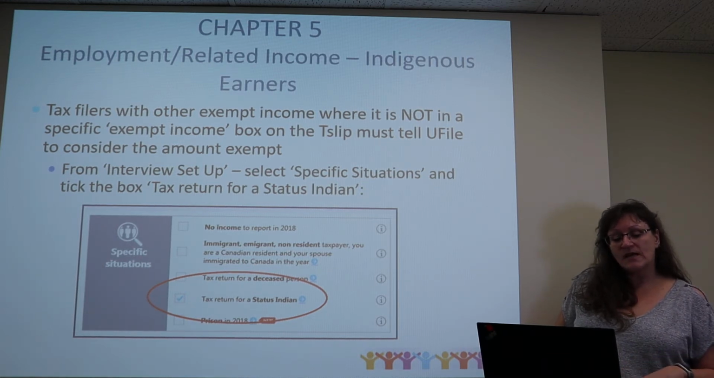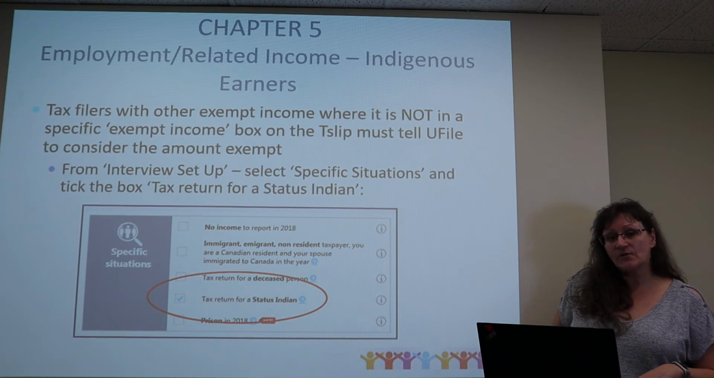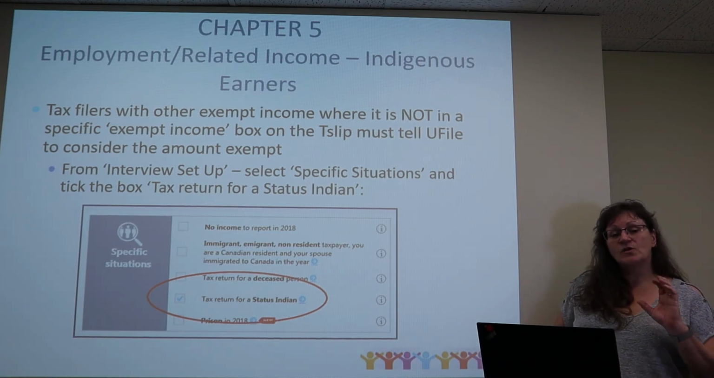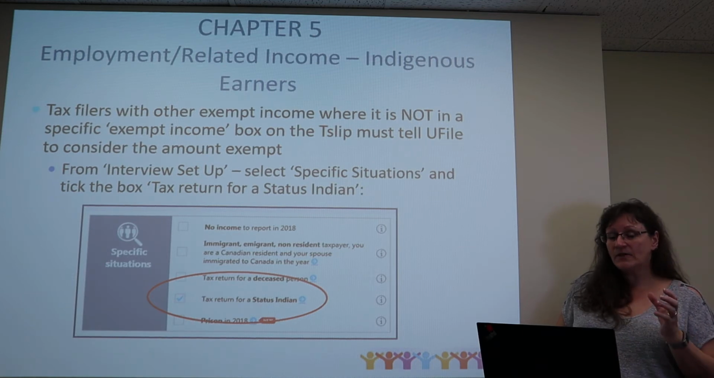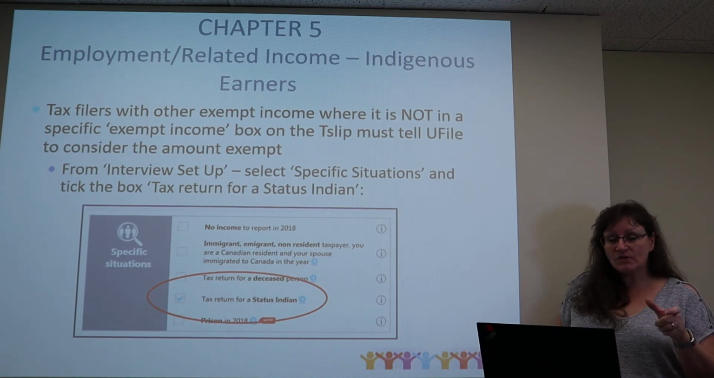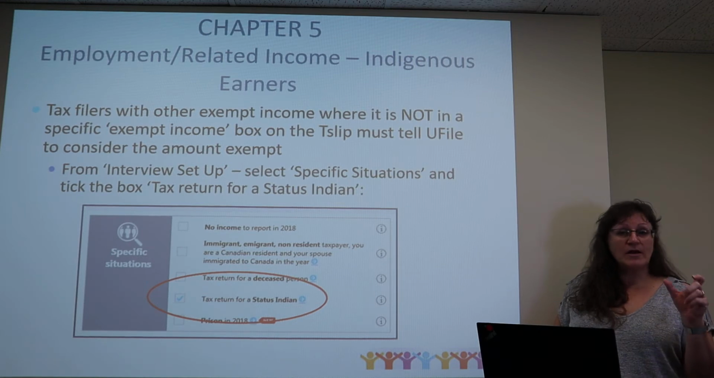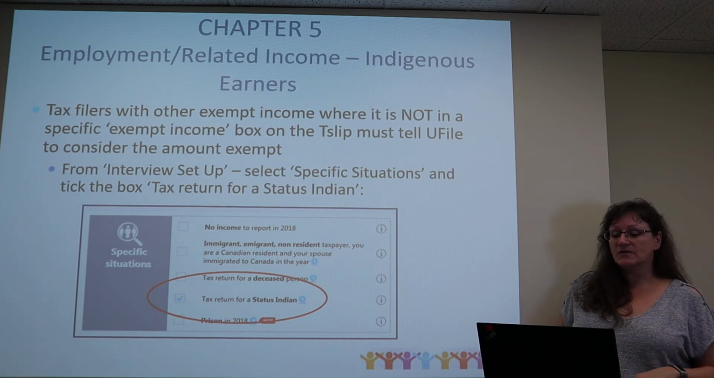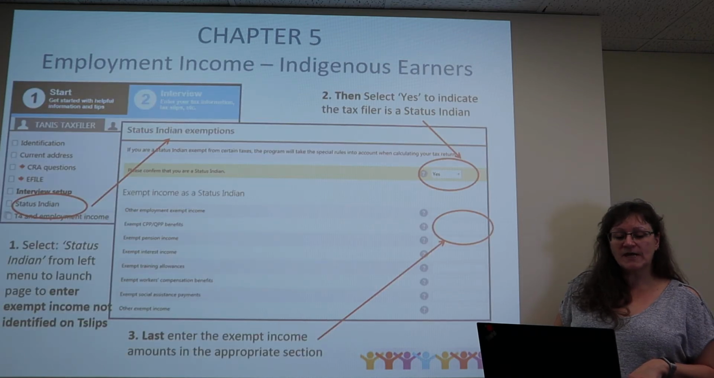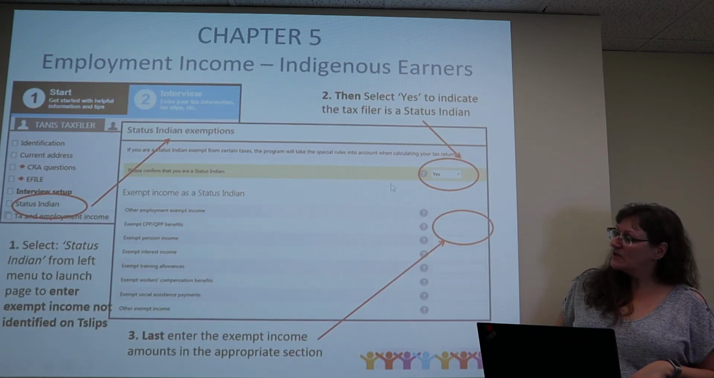And the status tax return for a status Indian is another one that we would identify for the software, so that it knows that we do have some income that is exempt that may not be shown as exempt income right on the box of the T-slip. We need to identify that for the program. So once we have clicked on the status Indian, then we can see here that it is going to open that on our navigation pane.